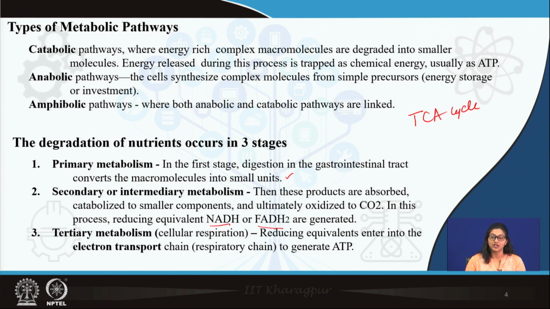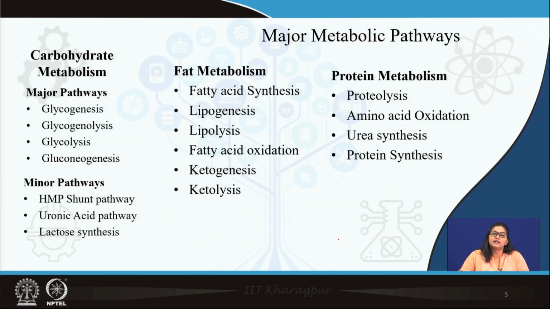And finally tertiary metabolism, where these reducing equivalents are utilized in cellular respiration, which occurs in mitochondria, in the mitochondrial respiratory chain or electron transport chain, where finally synthesis of ATP occurs. So these are the major metabolic pathways occurring in our body related to carbohydrate metabolism.